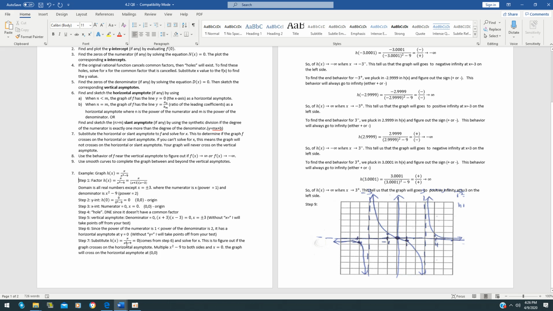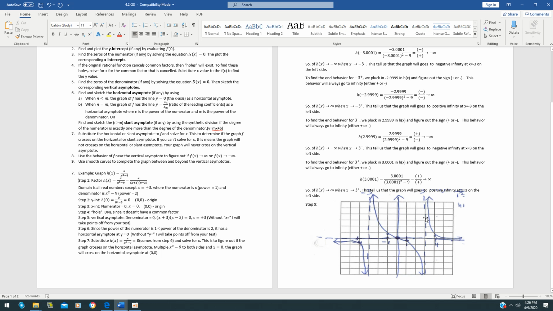So to solve for x, I multiply x squared minus 9 on both sides. You find out that 0 times x squared minus 9 is going to be 0. So when we solve for this, you get x equals 0. That is telling us that this graph will cross over the horizontal asymptote at (0, 0). So that's the reason why, when you look at this graph, this is the horizontal asymptote and it will cross over at (0, 0). So far, we only get 1 point here, (0, 0). The rest of the graph is not shown, and you only get your vertical and your horizontal asymptote.